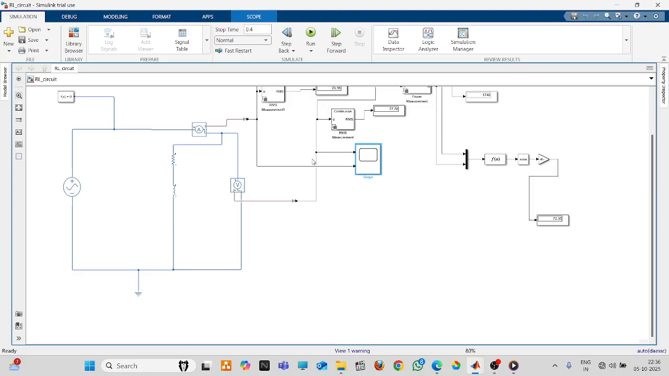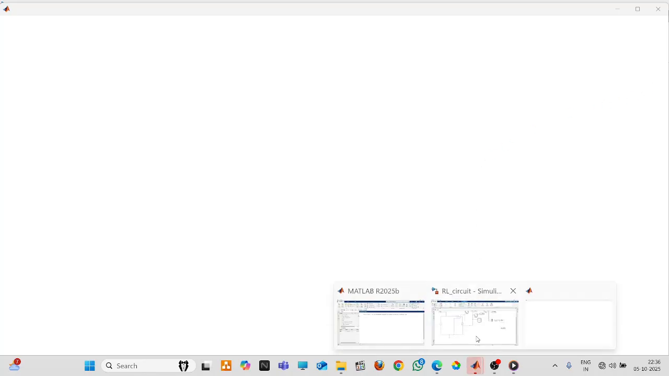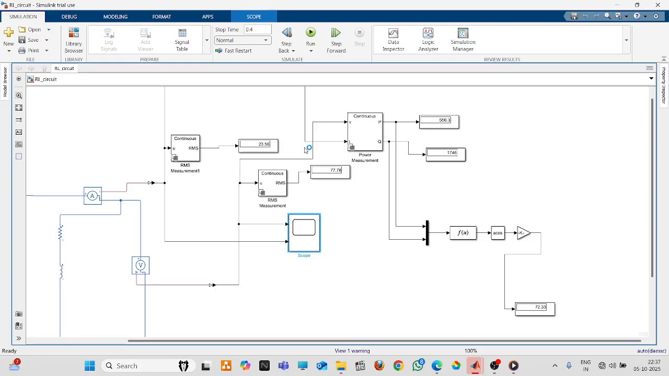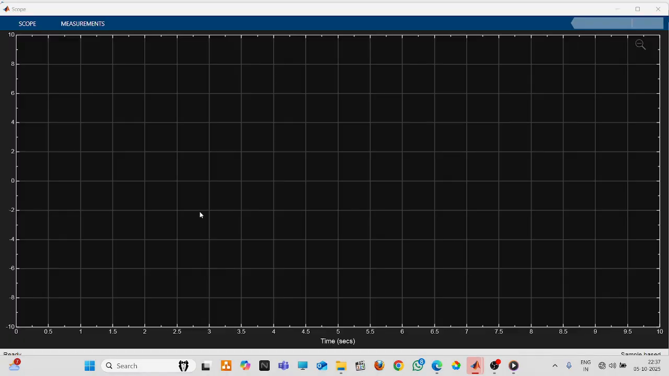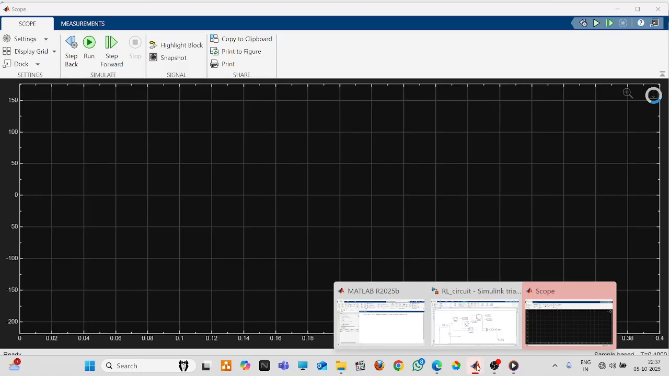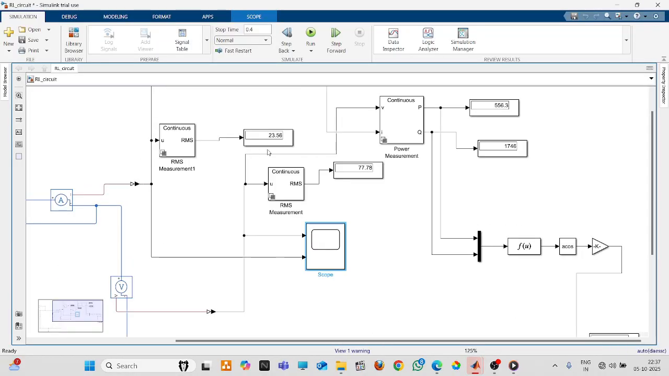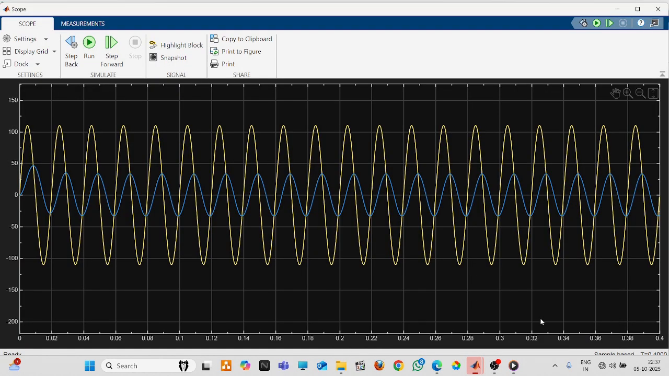We will try to obtain the voltage waveform and the current waveform. If you want to measure the voltage and the current, you will have this RMS block. These RMS blocks are very important because the average value for the sine waveform is zero. So we have taken the RMS value of the voltage and the current.